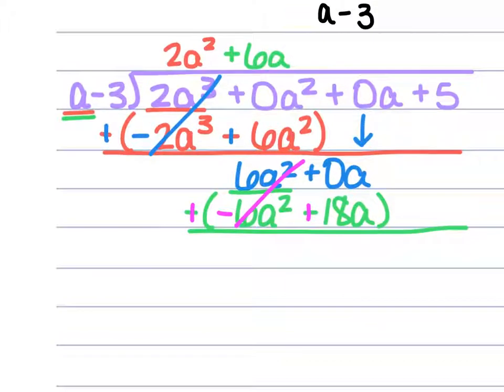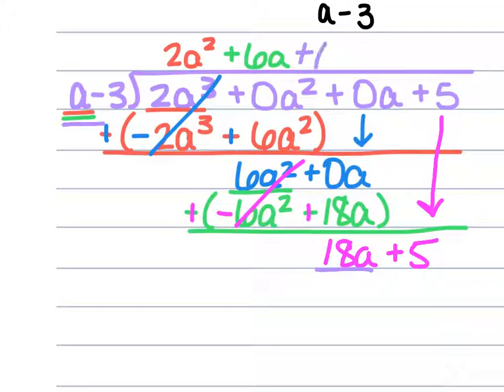The 6a squared would cancel. 0a plus 18a is going to give us 18a. I drop down my next term, which is that positive 5. Then I do a times what is 18a. A times 18 is 18a, so that 18 is going to go up top. And then I'm going to multiply the 18 times the a minus 3.